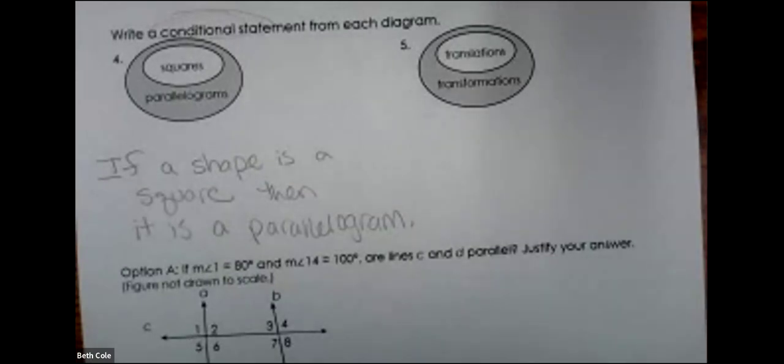We'll just do the other one out loud. We don't have to write it down. But what would the other one be? It would be if something is a translation, like the egg yolk part of it, then it is a transformation. So you start with the inside and work your way out. Okay? And then the last one there.